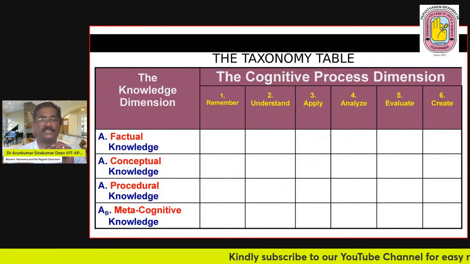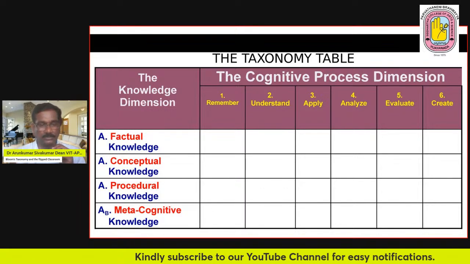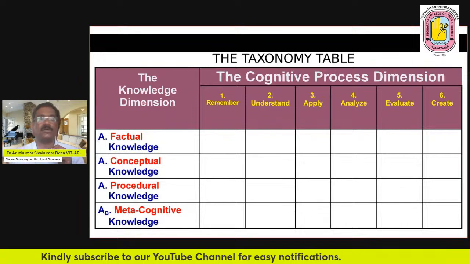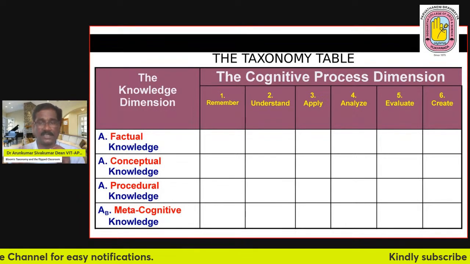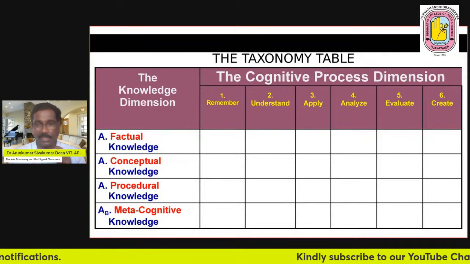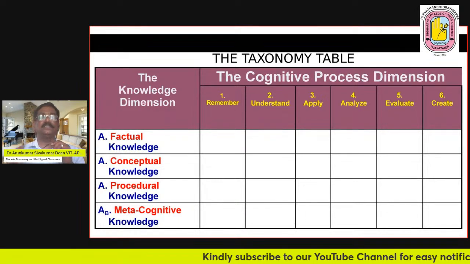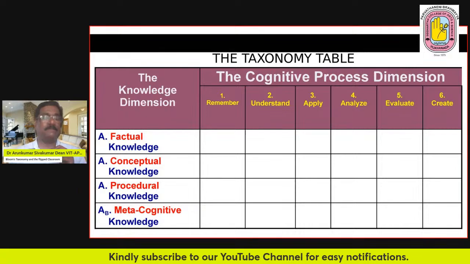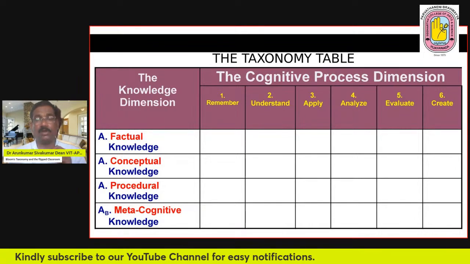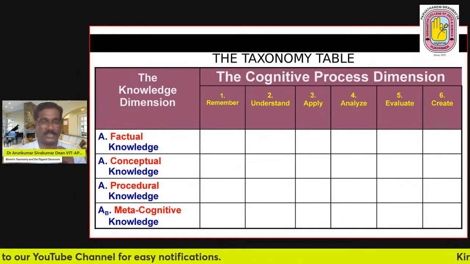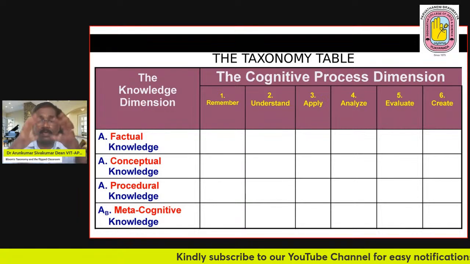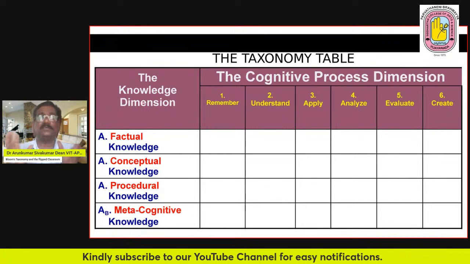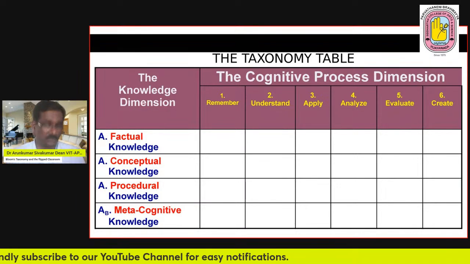So the first level is factual knowledge, conceptual knowledge, procedural knowledge, metacognitive knowledge. As a faculty, as a facilitator, as a professor, you should be able to distinguish the knowledge dimension. There are a lot of materials available, a lot of YouTube videos, to understand which one is factual knowledge, conceptual knowledge, procedural knowledge, metacognitive. Only then can you bring holistic learning among the students.